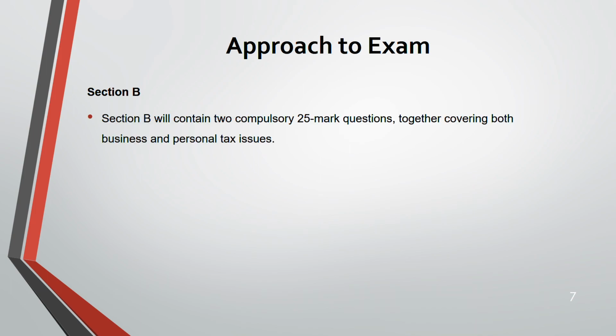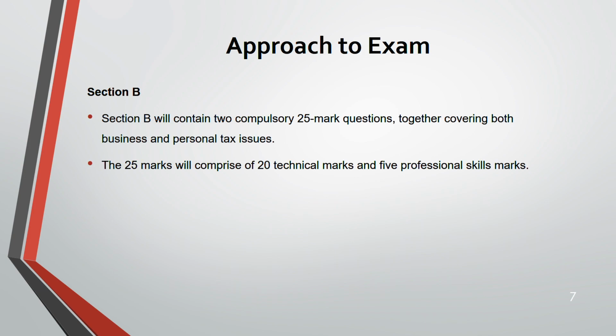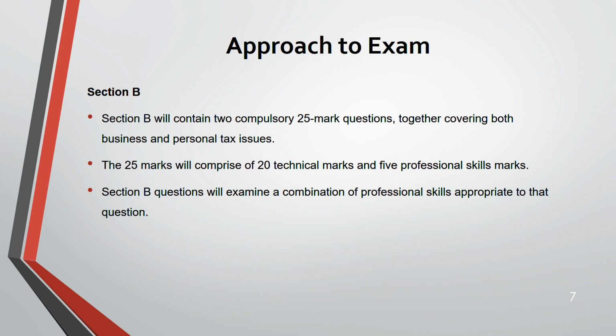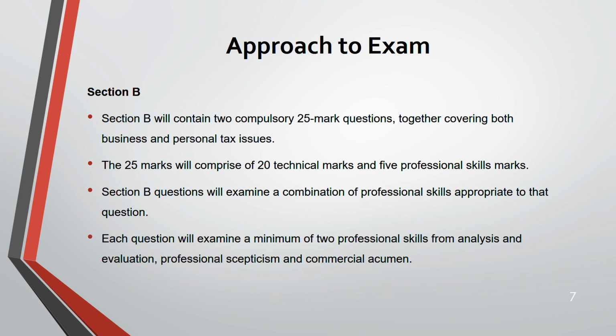Section B has 2 25 marks questions covering both business and personal tax issues. The 25 marks is made up of 20 technical, 5 professional. And for each section B question, they will tell you which professional skills they are testing. And out of that list, for each question, they will test any of the 2 professional skills, minimum of 2. It could be analysis or skepticism. It could be skepticism or commercial acumen, like that.